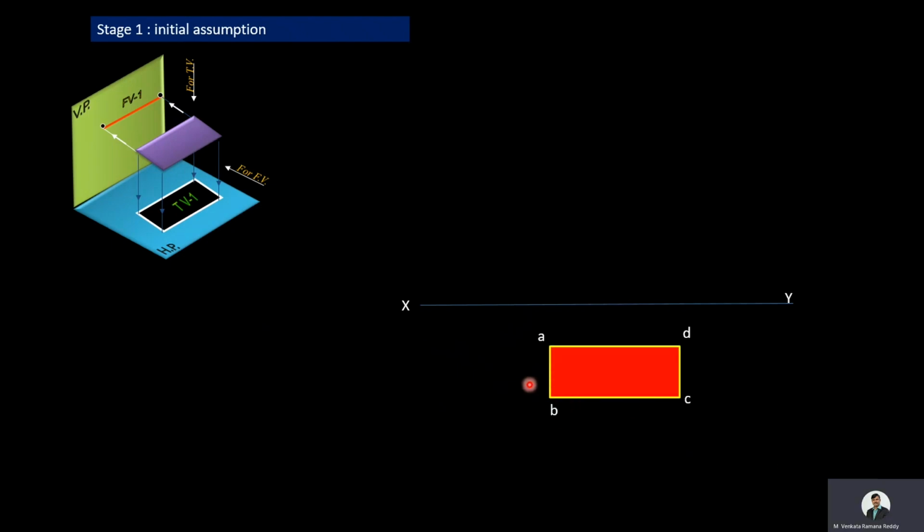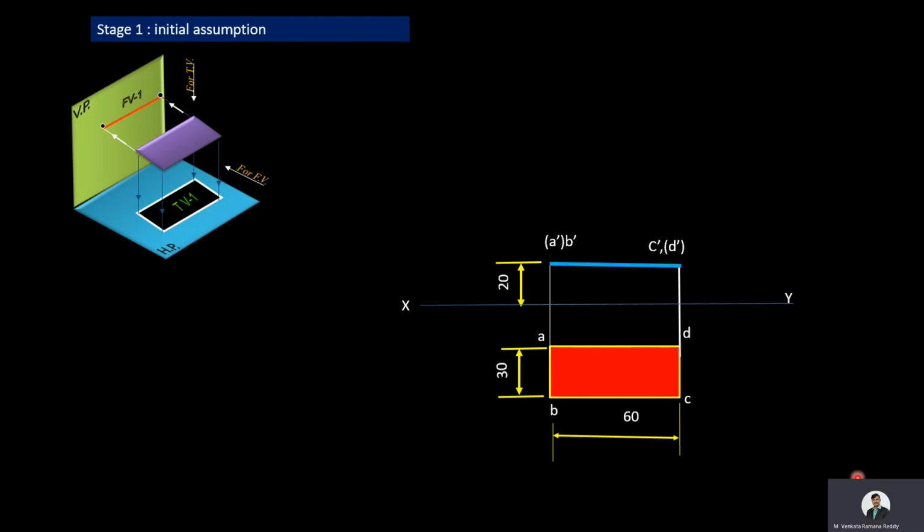After drawing the top view, draw projectors vertically up towards the vertical plane. Then the distance of the plane from the horizontal plane is given. It is 20 mm. So distance from the horizontal plane is 20 mm. Consider the 20 mm from the XY line, that is, above XY 20 mm. We will get front view. Dimensioning.